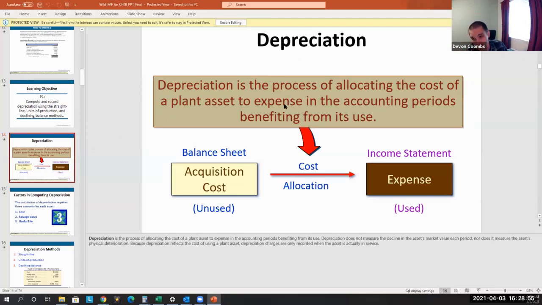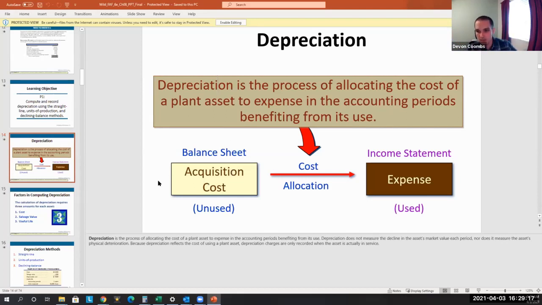So depreciation is the process of allocating the costs to the accounting period where they're benefiting from its use. What does this remind you of? This is just the matching principle, right? We've talked about this 100,000 times. You're probably sick of me talking about it, but you need to get that we always have to associate the costs with the periods of benefit or use, because that's what accrual accounting is.